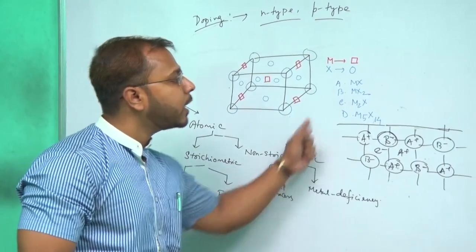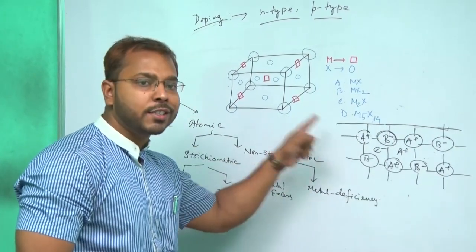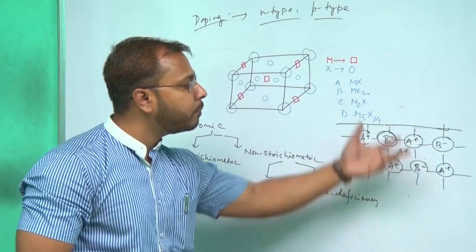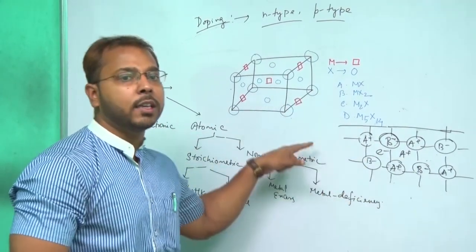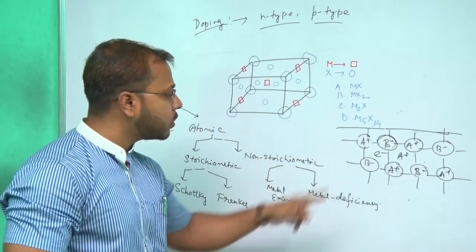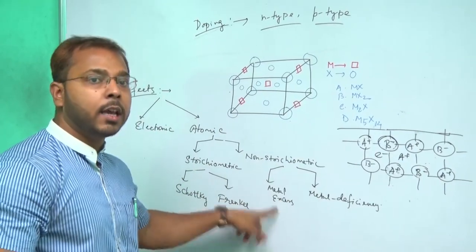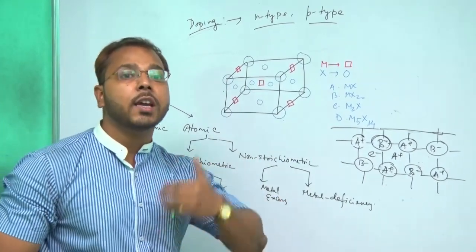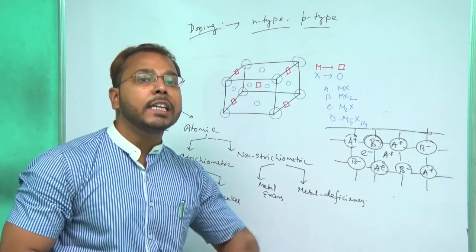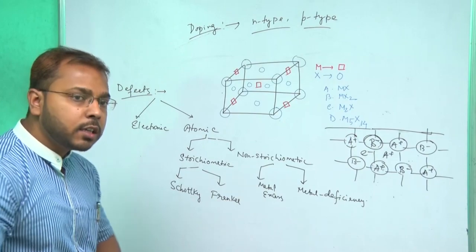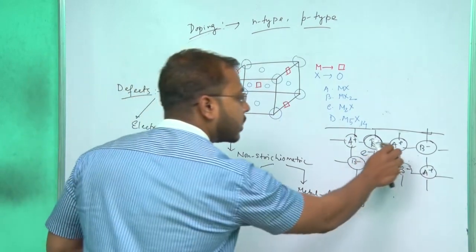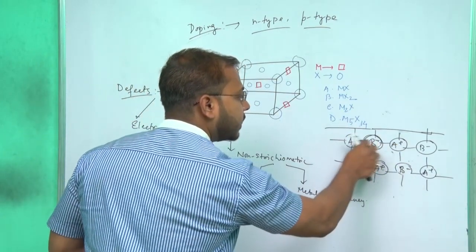So that is why here the number of A plus in this type of defect is more than the number of B minus, but the total plus charge and total minus charge are the same. That is why it is known as metal excess, the extra cation occupying the interstitial gap. The next one is metal deficiency, where the metal portions will be deficient in nature.